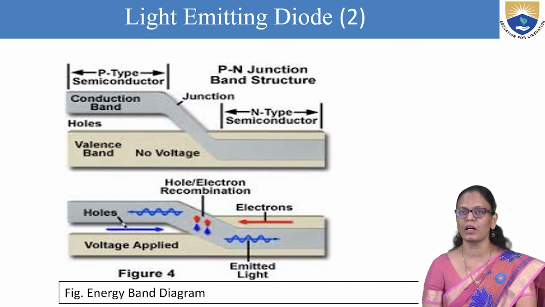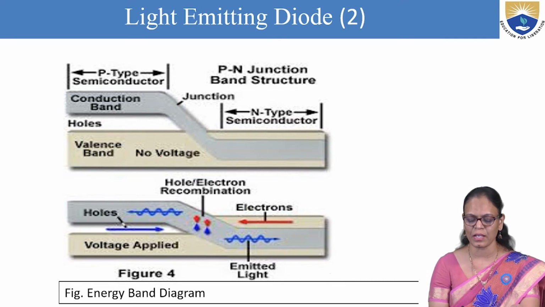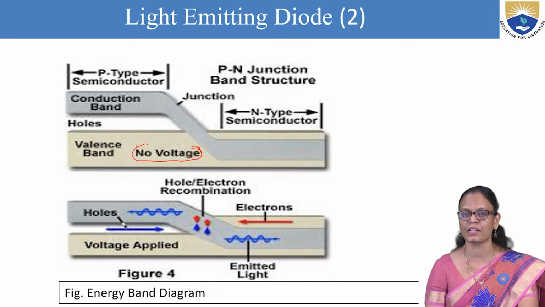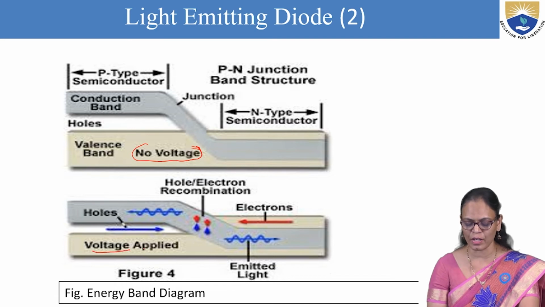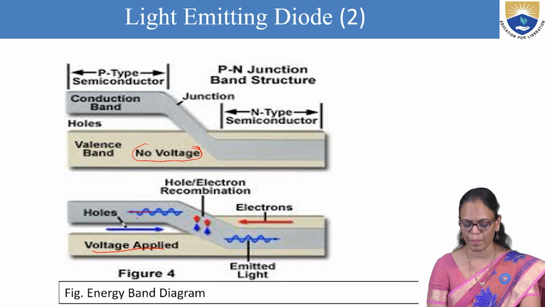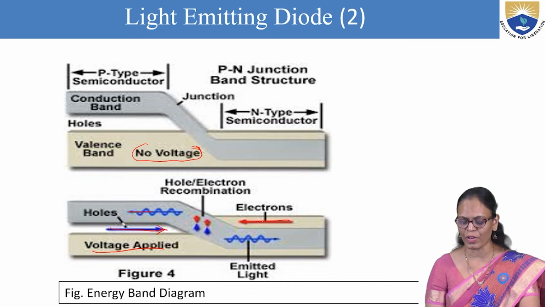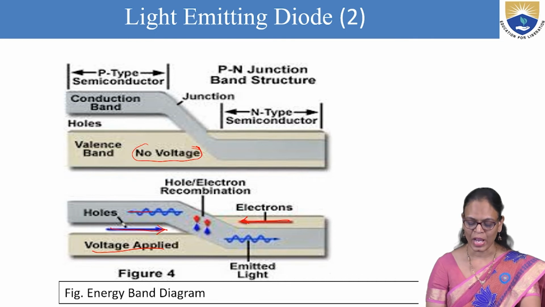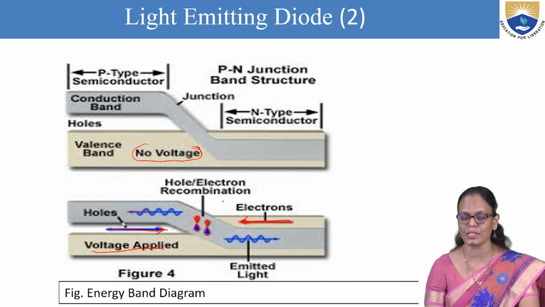Now in a typical light emitting diode, when no voltage is applied, there is no movement of charges. But when an external voltage is applied, there is movement of holes from P to N and movement of electrons from N to P, and when they recombine, the recombination of electrons and holes gives rise to light. So this is how we show the light that is emitted.